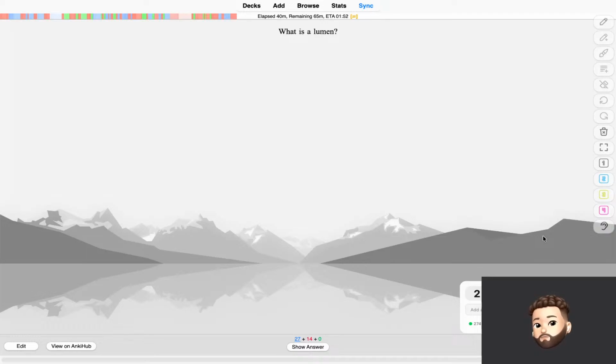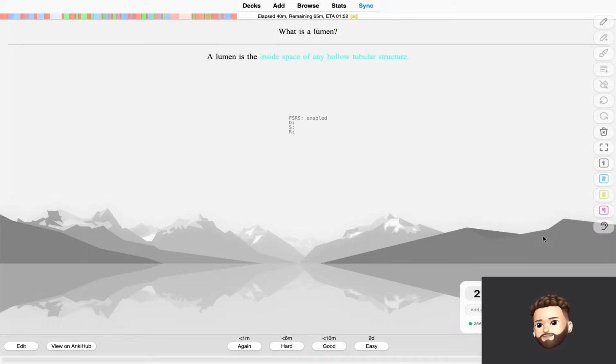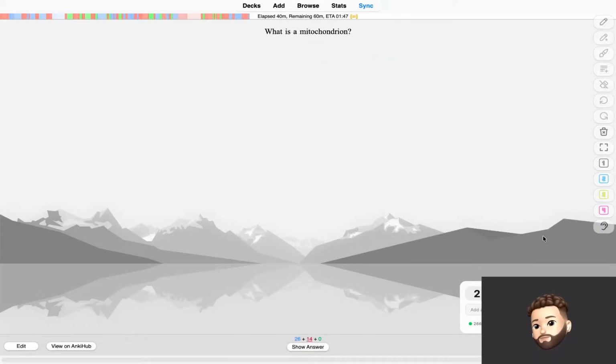What is a lumen? A lumen is like the inside of a given organelle. Yeah, I give myself easy on that. What is a mitochondrion? It's a structure with a double membrane, whose inner membrane allows it to generate ATP.